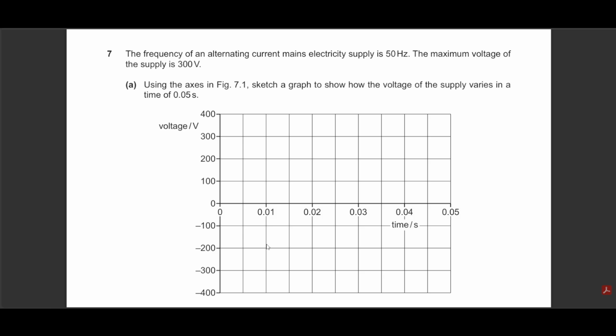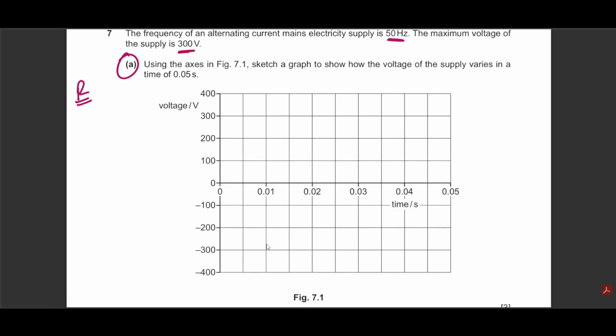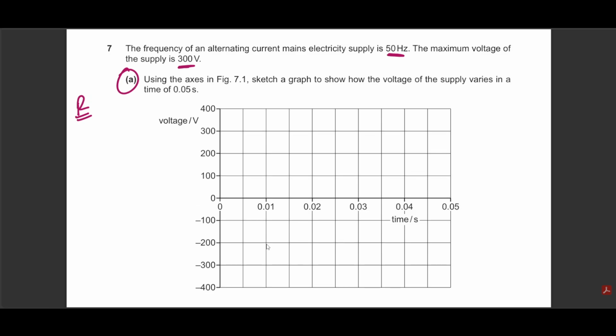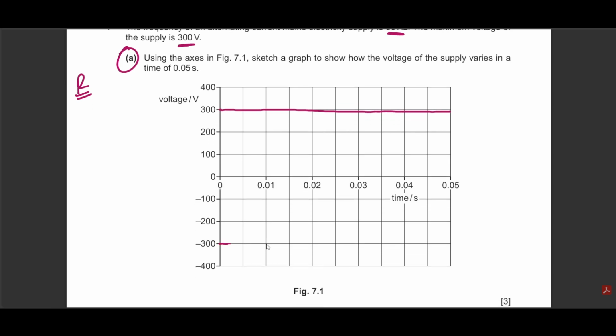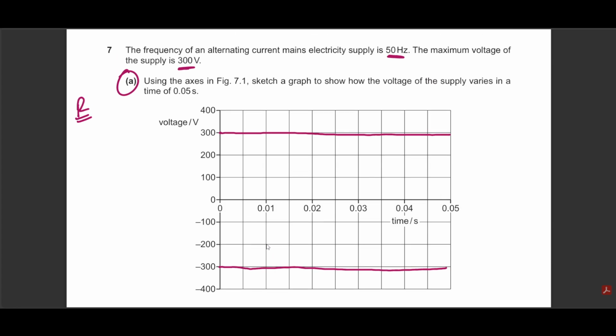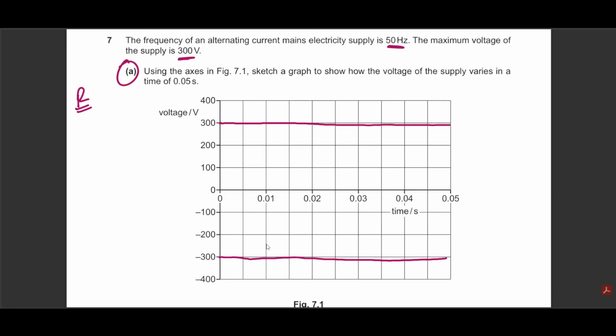Question number 7: frequency of an alternating mains supply with a 50 hertz signal and 300 volts. Sketch the AC supply. This has been a really common occurrence by the examiner. It has been repeated again and again. First of all, I would use a lead pencil for the graph, and very lightly draw on the graph and mark these boundaries for myself. You can do this without it, but it's a technique I've used myself, and I've explained it to students who have scored good grades in the past.